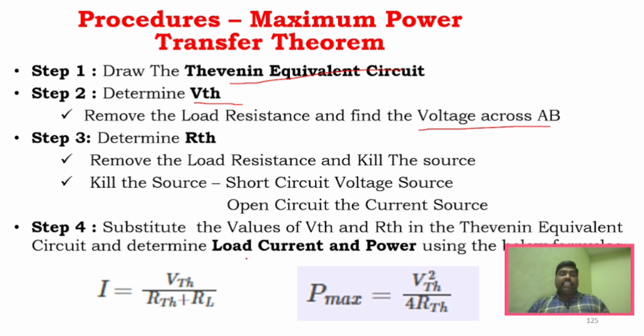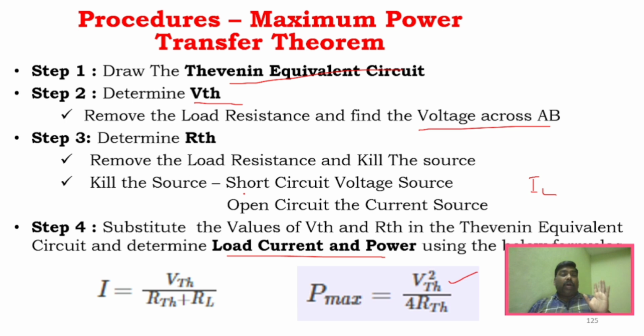And this is the final step. Normally in Thevenin's theorem you find the load current, whereas here you need to find the load current as well as the power. The current can be calculated using the formula VTH divided by RTH plus RL, or else we can find Pmax, the power, which is equal to V square divided by 4 RTH, where V is VTH. So this is the only step that differs. All other things are the same as in Thevenin's theorem, right?